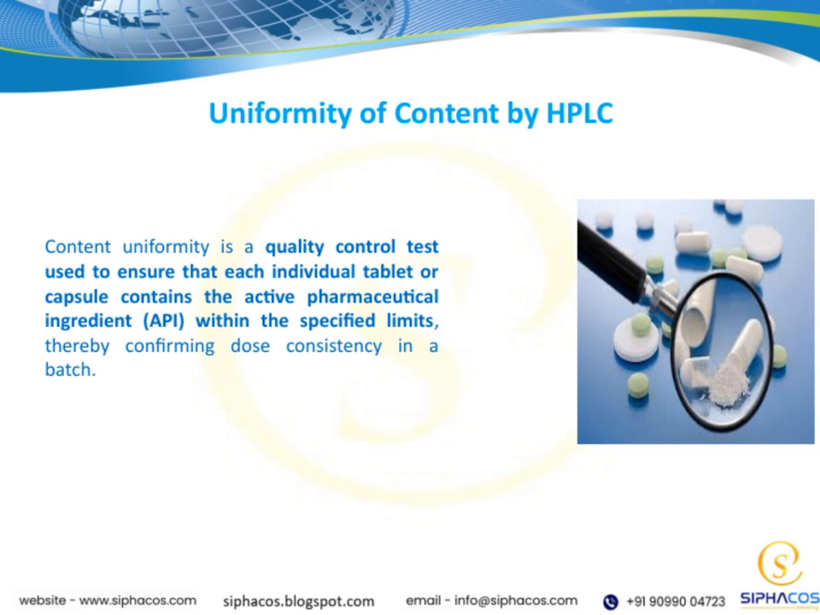When we talk about uniformity of content, especially using HPLC or high-performance liquid chromatography, we're employing a precise analytical method to measure the API in each dosage form. This process is key because it helps us ensure product quality and safety, making sure that no pill is under or overdosed. Ultimately, content uniformity ties directly into the overall goal of quality assurance in pharmaceuticals, delivering safe, effective medications that meet strict regulatory standards.